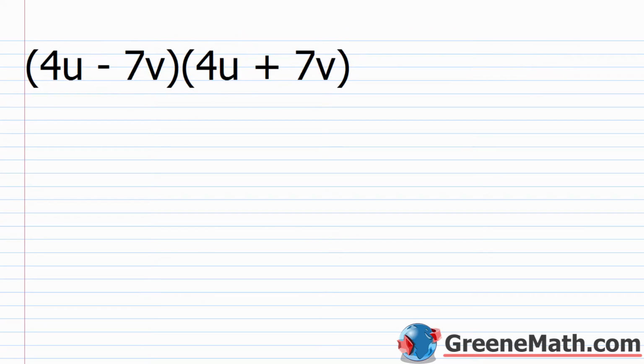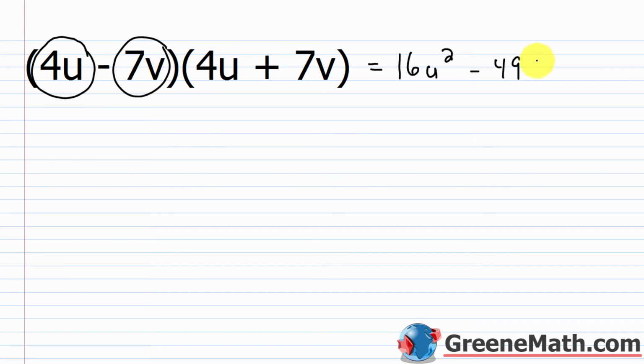All right, let's take a look at one more of these. So suppose you had the quantity 4u minus 7v, and you multiply it by the quantity 4u plus 7v. So I would take this guy right here, this 4u, and I would square it. So 4 squared is 16. U squared is just u squared. Then minus, take this guy right here and square it. 7 squared is 49. And v squared is just v squared. And then again, boom, just that quick, I have my answer. 16u squared minus 49v squared.